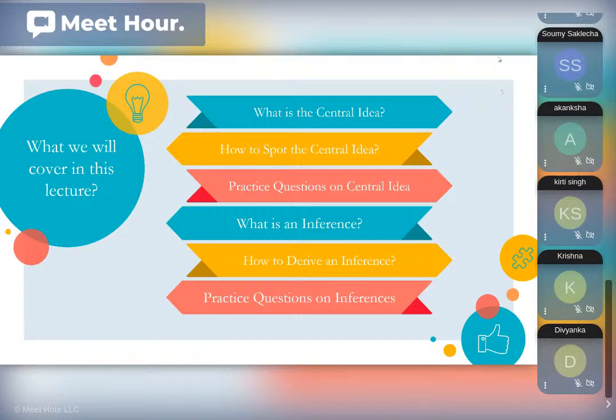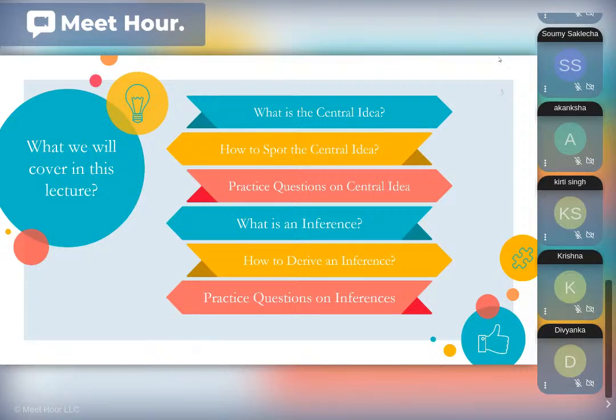We're going to talk about what a central idea is and how you spot a central idea. Then we'll also solve practice questions on central idea. I've picked up a couple of questions from past year CLAT papers as well, so we'll figure out if you can use the tips and tricks which I'm going to tell you to solve those questions. After that, we're going to do inferences as well.